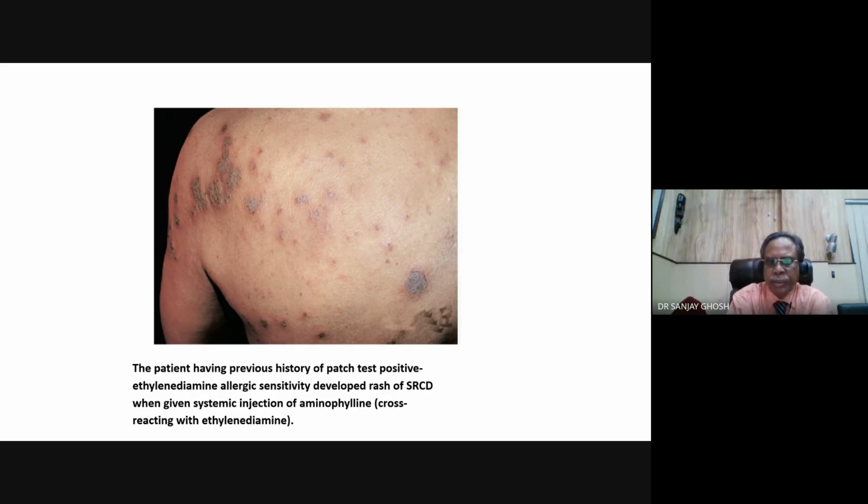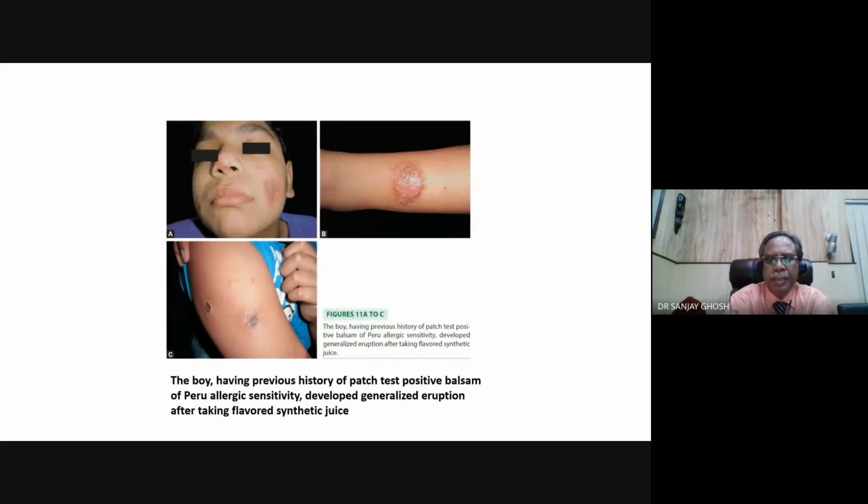Ethylene-diamine cross-reacting with aminophylline. This is another history: patch test positivity of Peru balsam. Now the patient is having a generalized reaction after taking a fruit juice that contains lots of balsam of Peru. So this is systemic contact.